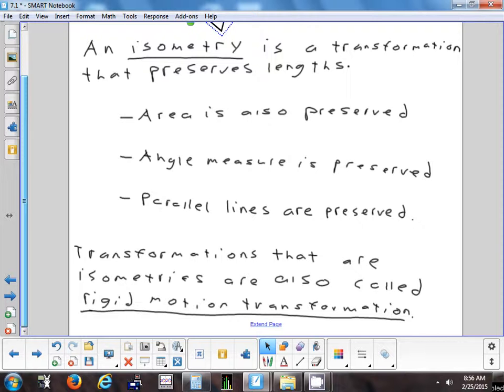So an enlargement or a reduction. All the angles stay the same. Think of an equilateral triangle, then think of a larger equilateral triangle. The angles are all the same. They're all 60, but the sides change. Okay? That's not a rigid motion transformation. An enlargement or a reduction is not an isometry.